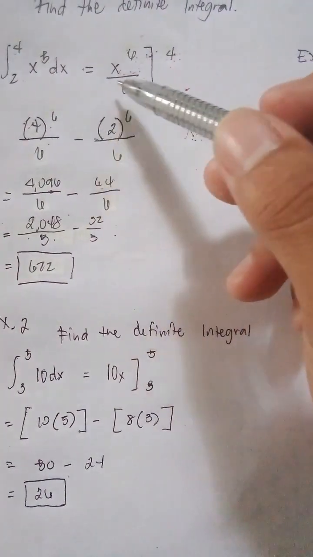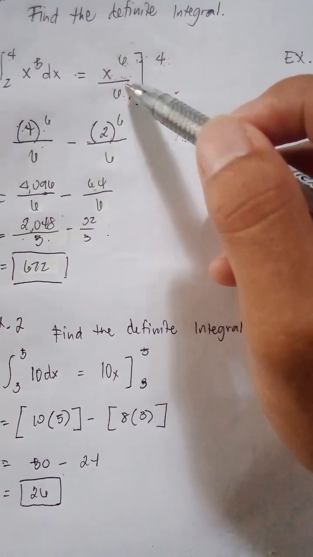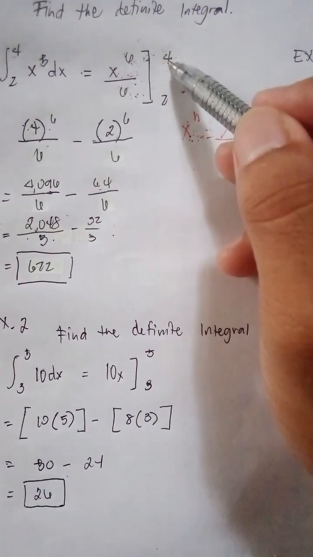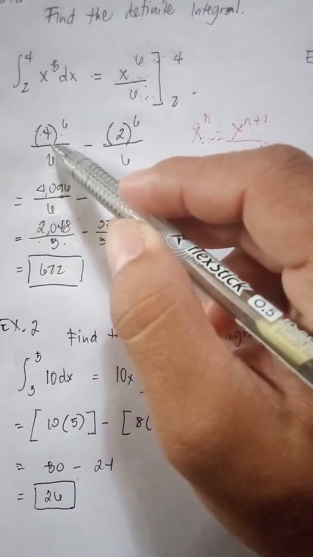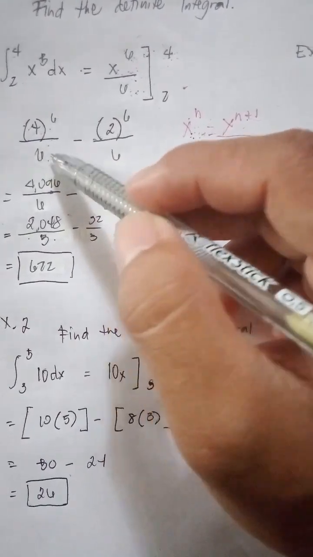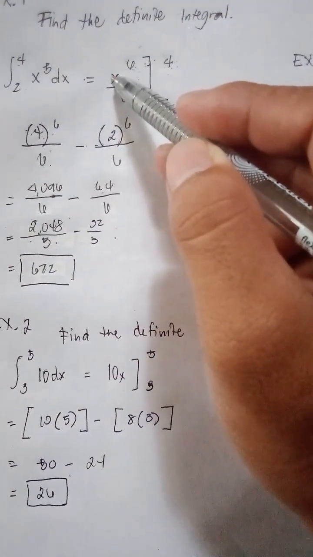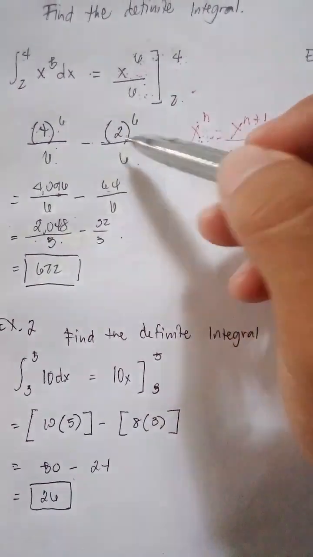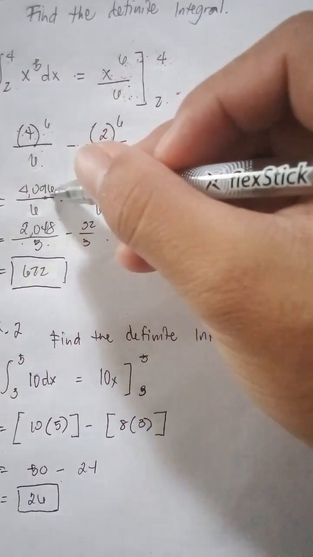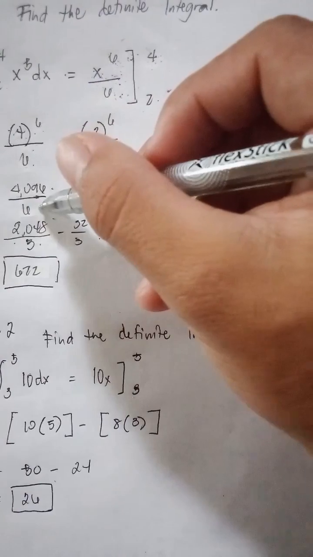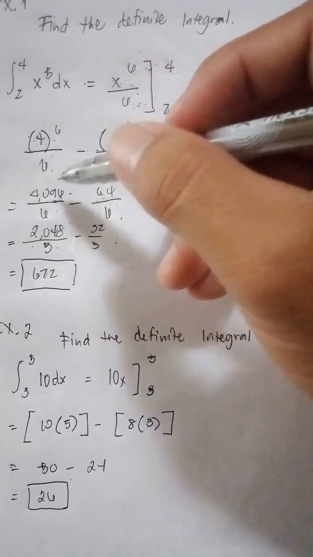And since we have now obtained the integral, we substitute this 4 for x, which is 4 raised to 6 divided by 6, minus, for the 2 below, we substitute it for x, giving 2 raised to 6 over 6. 4 raised to 6 equals 4,096 over 6, minus 2 raised to 6 equals 64 divided by 6.